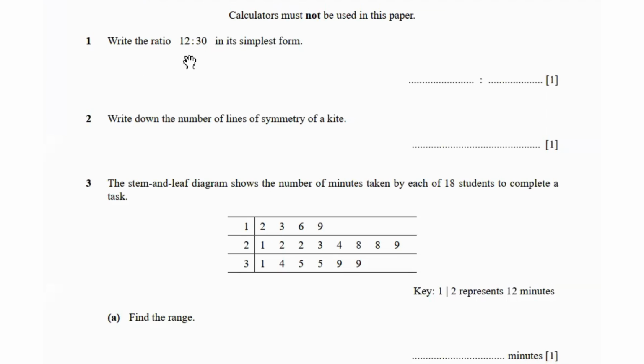First question says write the ratio 12:30 in its simplest form. So we know 12 and 30 both come in the 6 times table. 12 is 6 times 2 and 30 is 6 times 5. So if we cancel out the 6, what we're left with is 2:5. That's your answer.